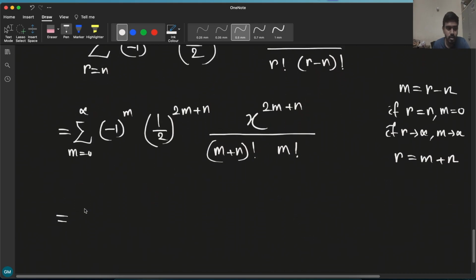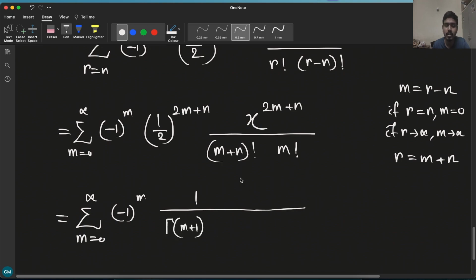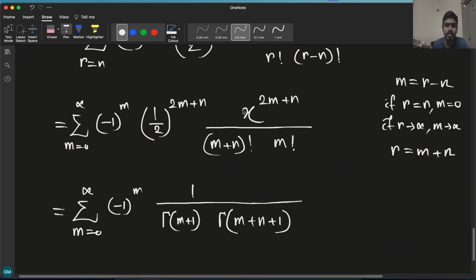Then it becomes the sum over m equals 0 to infinity of (-1)^m times 1 by this m factorial, which I can write as gamma of m plus 1, and this m plus n factorial I can write as gamma of m plus n plus 1, and this x divided by 2. So I can take this x inside this bracket and write it as (x/2) to the power 2m plus n.